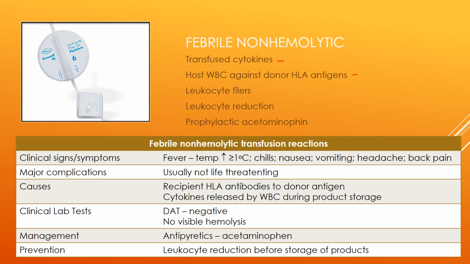The key things in the investigation: you're going to find that your DAT is going to be negative and there's not going to be any visible hemolysis in the plasma of your post-transfusion specimen. So you're going to keep giving them anti-inflammatories in order to stop the response and help them get through it.